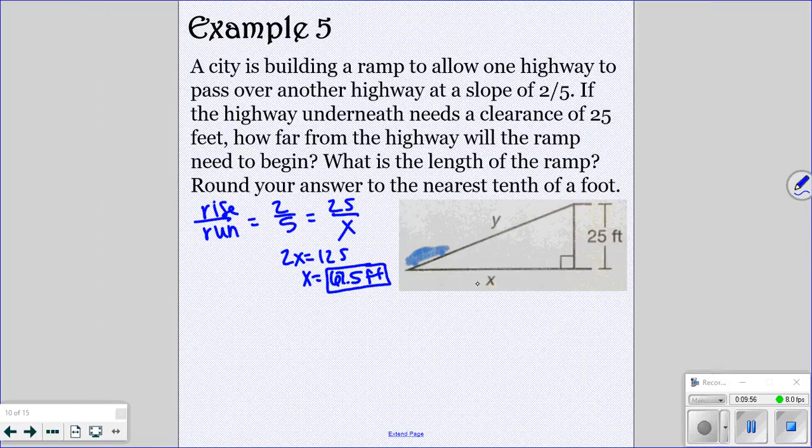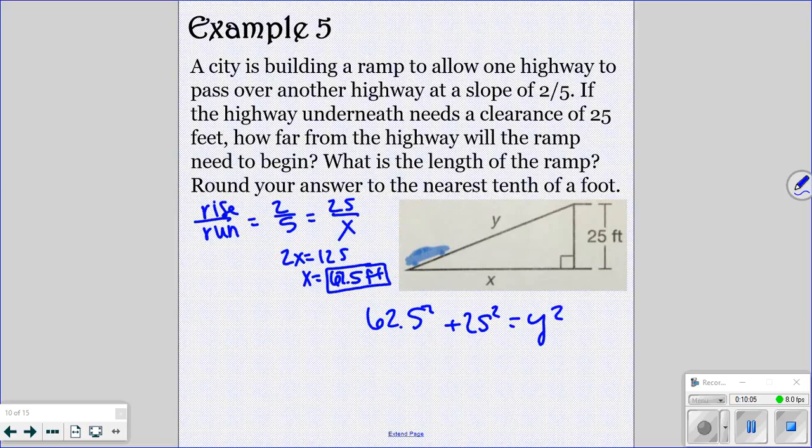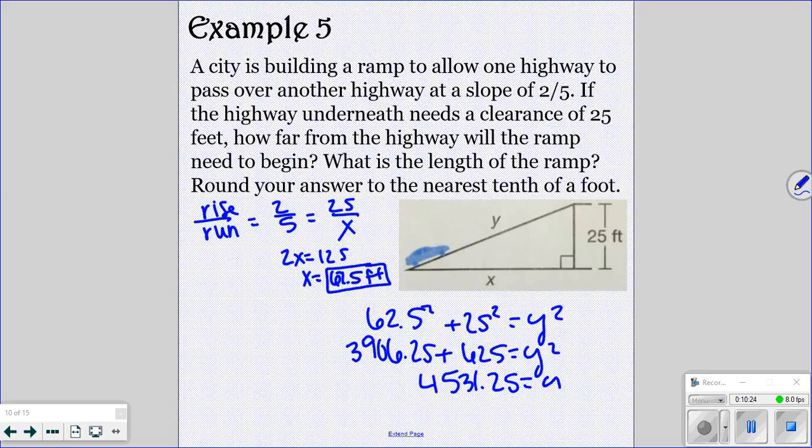And then once you have your x value, you can use Pythagorean theorem to find your y value. So 62.5 squared plus 25 squared equals y squared. So 3,906.25 plus 625 equals y squared. So if you add those together, you get 4,531.25. And then you take the square root of both sides.